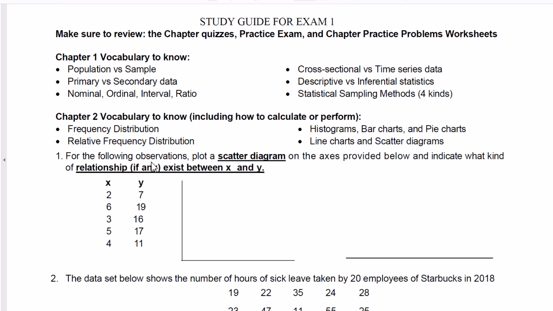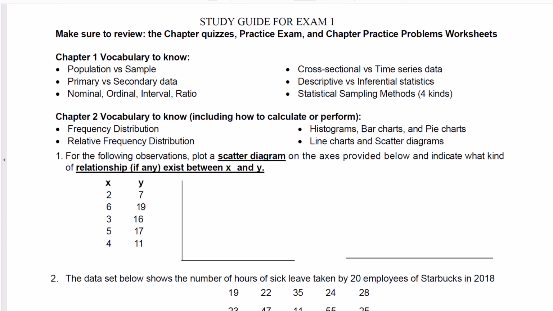For the following observations, plot a scatter diagram on the axes provided below and indicate what kind of relationship, if any, exists between x and y. So for this problem with only 5 data points, you are welcome to just put your little tick marks on the x-axis and on the y-axis and then plot your points and then make any observation you have on any relationship. But in the exam, as well as in the study guide, we do provide this data so you could create your scatter plot in Excel.